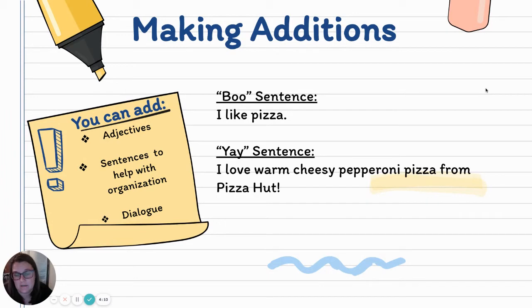Making additions, okay, is another thing that you guys should do. So you could say, I like pizza, or you could say, I love warm, cheesy pepperoni pizza from Pizza Hut. Be specific. Sentences help with the organization. Use adjectives. Tell me what it looks like, what it tastes like, what it smells like, okay? And then also don't forget dialogue, all right?